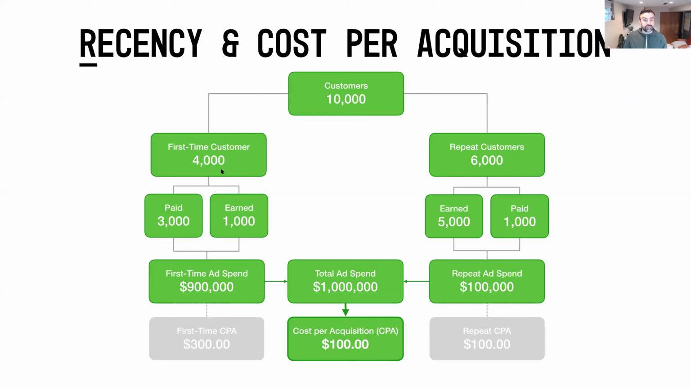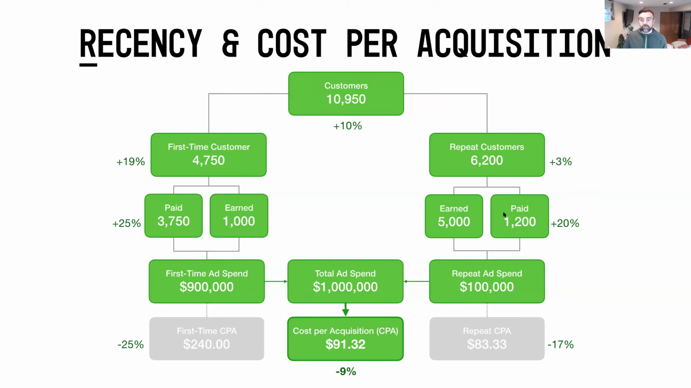We also looked at the left-hand side of the equation, first-time customers that were paid versus earned, and how that could break down to the advertising spend. But to arrive at our advertising spend combination in the middle to get to our cost per acquisition, in this scenario we took our ad spend divided by the customers to get to our cost per acquisition. And then we dug a little bit further into how we could increase the customers at the top line.